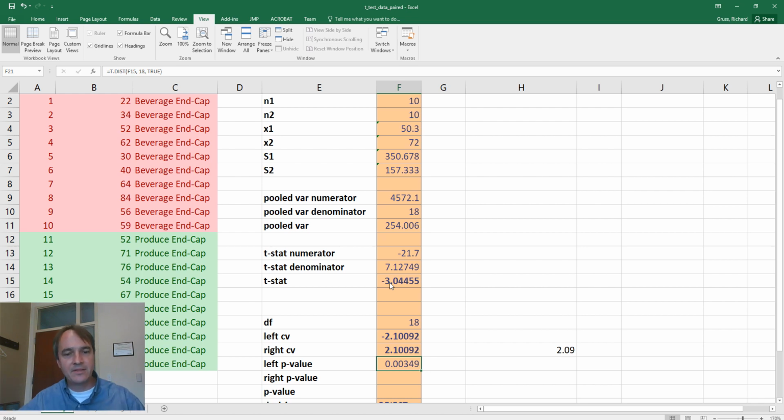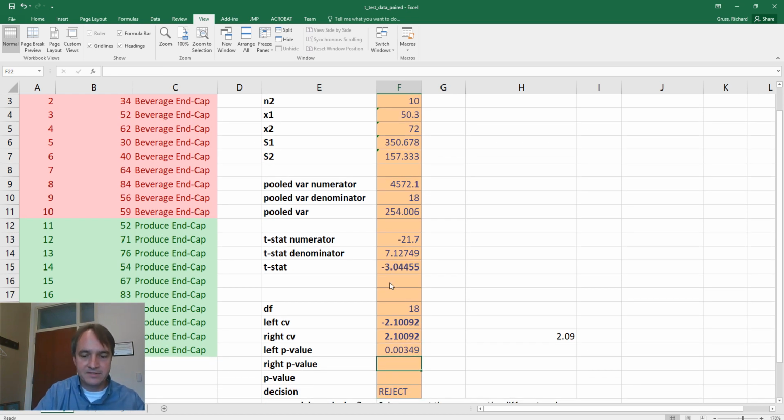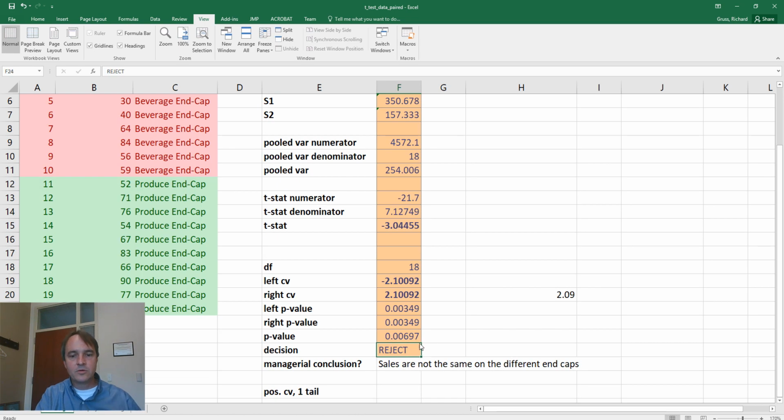Now, even though that's the p-value of the actual test statistic we've got, we also have to take that area on the other side. So we're going to have a right p-value that is the same as that, and the total p-value would be the sum of those, or we could just do this times 2. Okay, so the important thing here is that we see this is less than 0.05, our stated alpha. So our conclusion is the same. We go ahead and reject it.